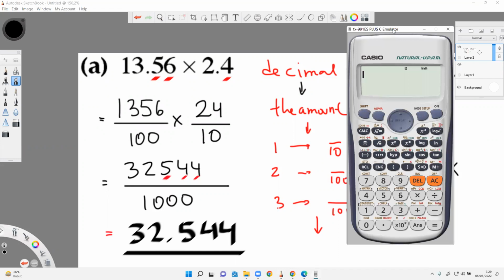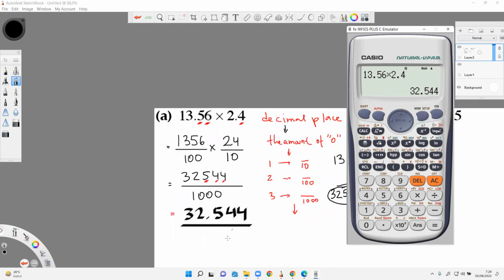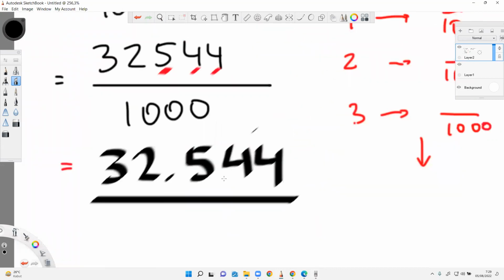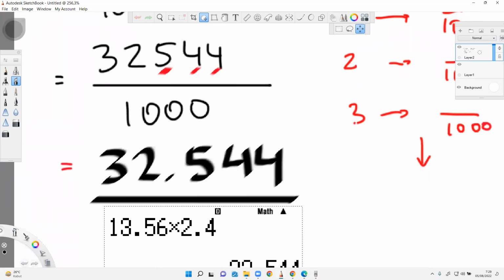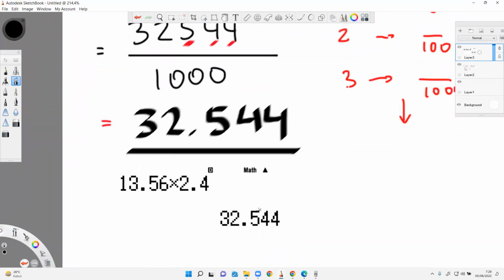Let's see. 13.56 you multiply by 2.4. And it is the same. Okay. There you go. Proving. We prove that it's right. Okay, 32.544. Next.